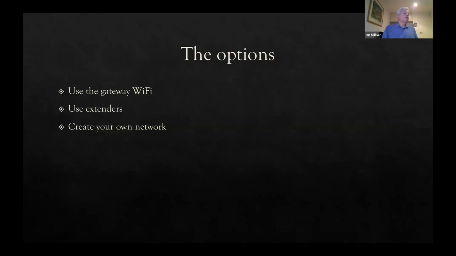Now, when we talk about the options, that's the basics. We don't need to spend any more time because what we're trying to work out is how to deploy this. For the deployment, there are three main options that you can use. One is to use the gateway that has inbuilt Wi-Fi, which is typically supplied by the carrier. So your internet service provider will provide you with one, and you can use that as the basis of your Wi-Fi. The second one is you could use extenders on that.